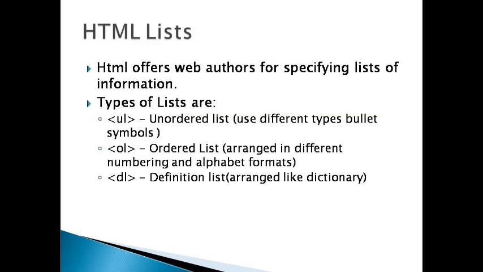Next is the HTML list. Website authors have developed many types of lists. Out of these, we are going to discuss three. First is UL, the unordered list. Next is OL, the ordered list. Next is DL, the definition list. In an unordered list, we give different bullet symbols instead of 1, 2, 3 or A, B, C, isn't it? So it is called an unordered list.